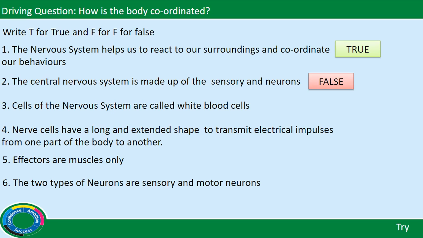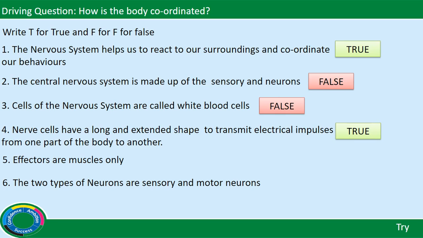Question number three, cells of the nervous system are called white blood cells. That is false. We've also mentioned previously that the cells of the nervous system are known as nerve cells or neurons. White blood cells are involved in the immune system, and that was the previous lesson. Number four, nerve cells have a long and extended shape to transmit electrical impulses from one part of the body to another. That is true.